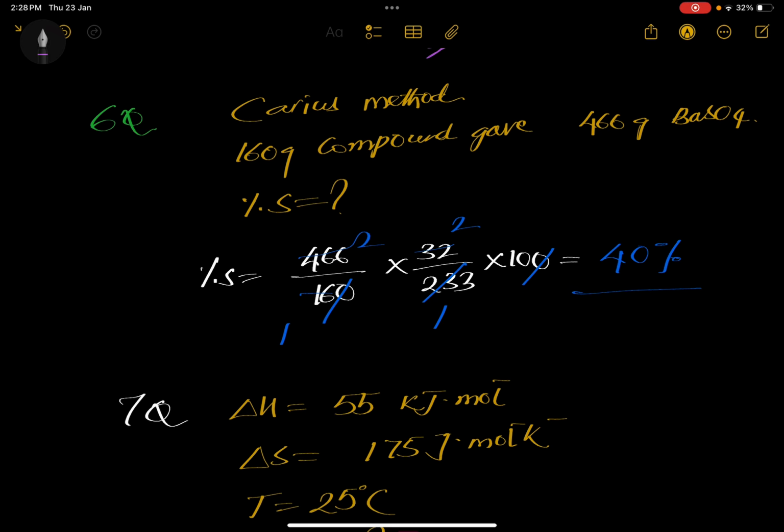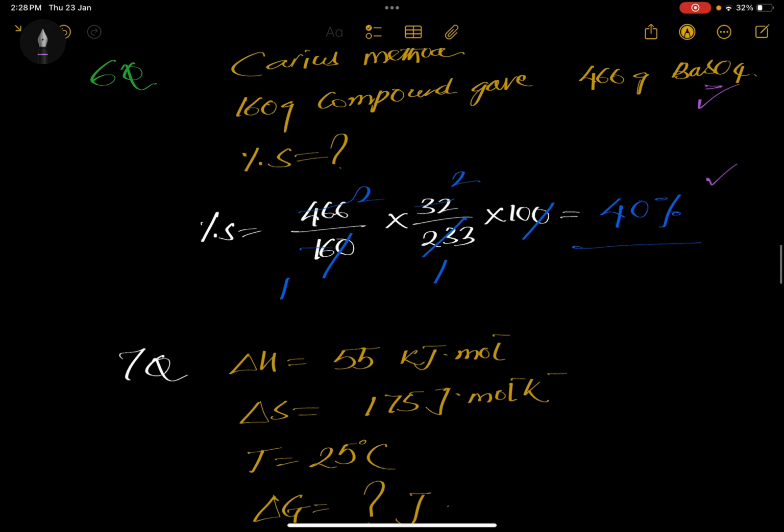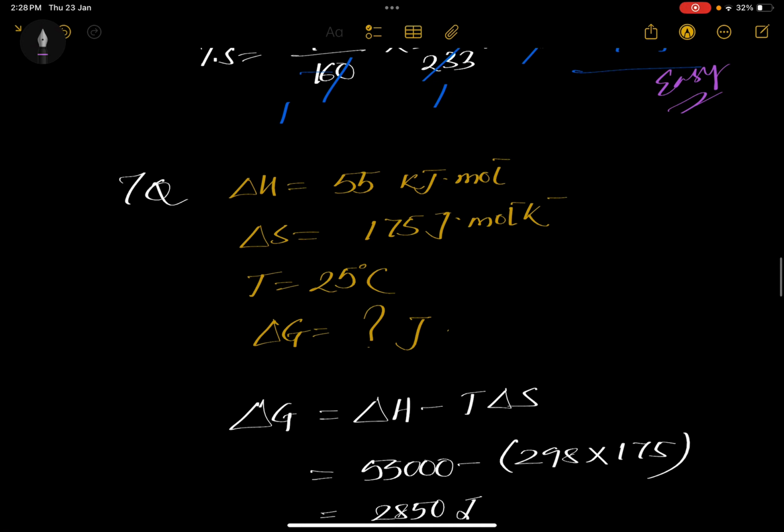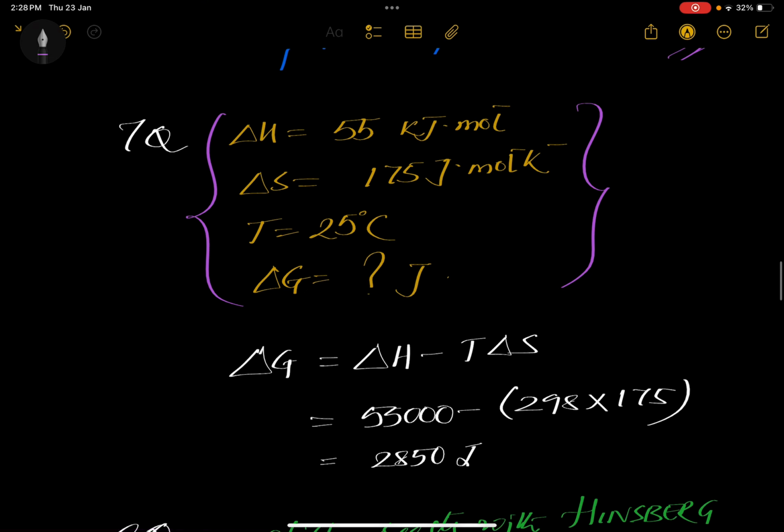Kjeldahl's method formula, sulfur percentage is weight of barium sulfate produced by weight of organic compound into 32 by 233 into 100. Yesterday's question I was saying, instead of saying AgCl, I said AgNO3. When I was listening to my class, I understood. This is again an easy question, formula based. You learn all these formulae. Qualitative, quantitative organic chemistry. This is again one easy question.